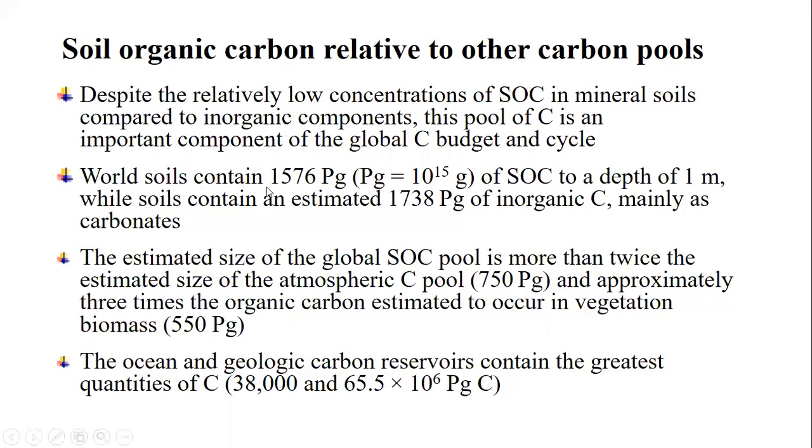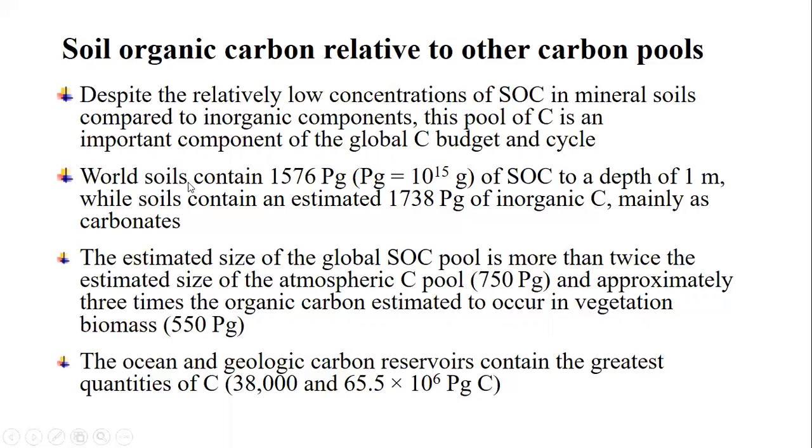World soils contain 1576 Pg. In your book and in the SI system, what is Pg? I will say Pg. The Pg is 10 to the 15 gram. In the new SI system, this is the unit that's used mostly for carbon and for many other things, especially for the carbon content in the different pools. It used to be the metric ton. The metric ton is 1,000 kilograms. So you can find out the Pg, how many tons this is. 10 to the 15 gram, you can change it to tons easily.